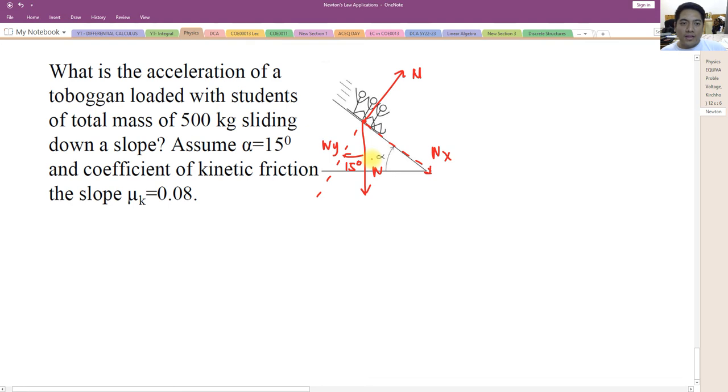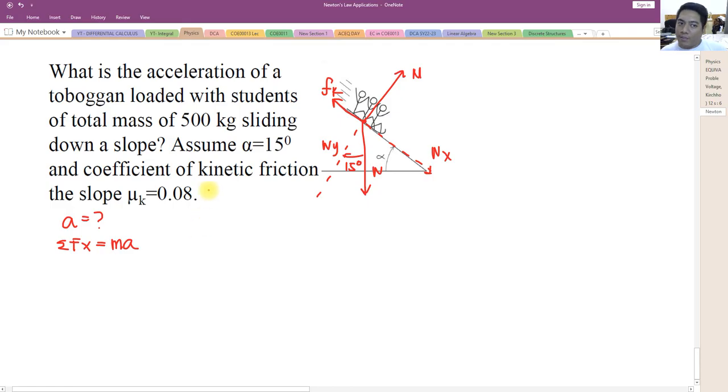What are the forces acting on the toboggan and students? We have the weight, we have the normal force. Also, we have a friction. It's not frictionless, so it's opposing the direction of the movement of the students, or the toboggan. So that is what we have, and we are asked to find their acceleration. First, we have to get the summation of Fx. In terms of x, we have a movement.